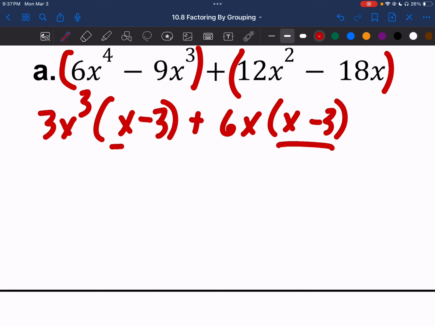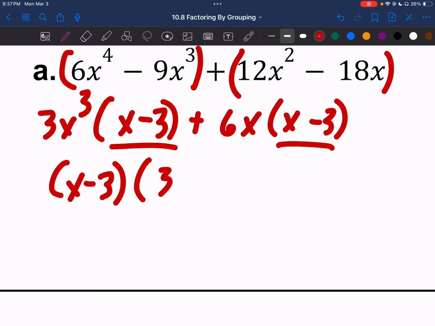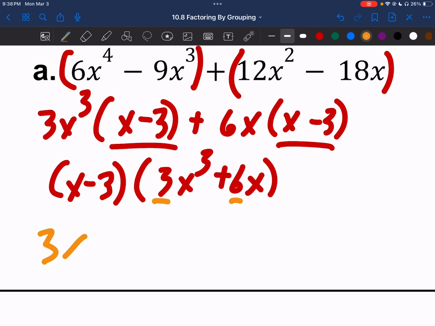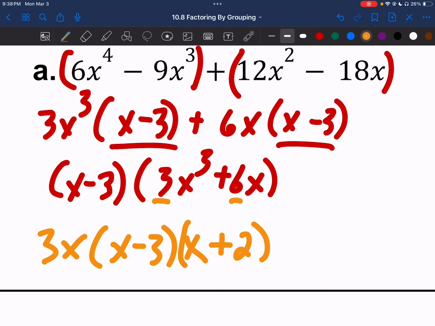Hey, look, I can take that x minus 3 out. X minus 3, and now I have 3x cubed plus 6x. But wait, I can factor that still, right? So I can get to this point and then see I still have some common factors in there, and I can bring out that 3x that I had the first time I factored, and then I have the x minus 3. 3x taken out gives me x squared plus 2, right? And so I get to the same point in the end.